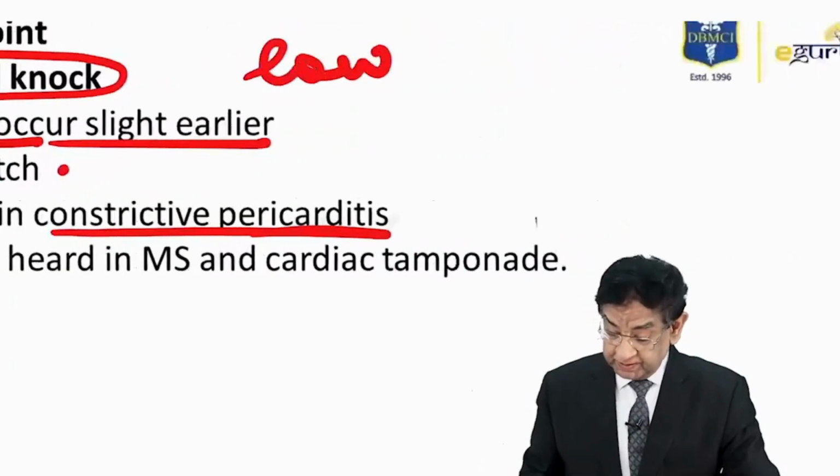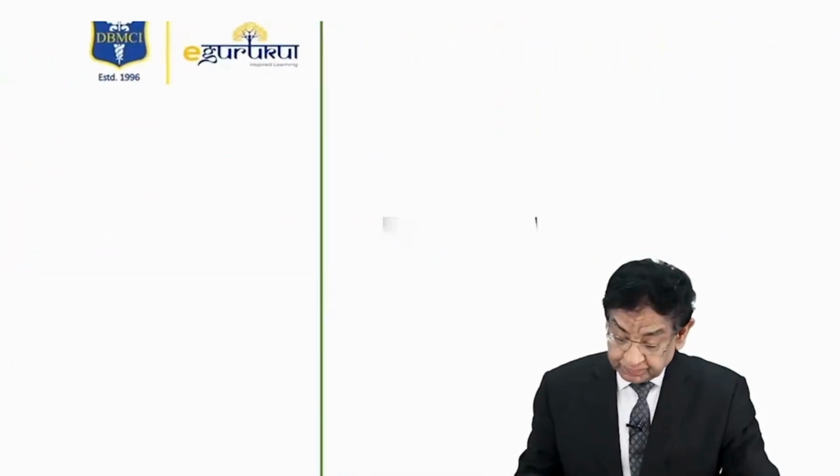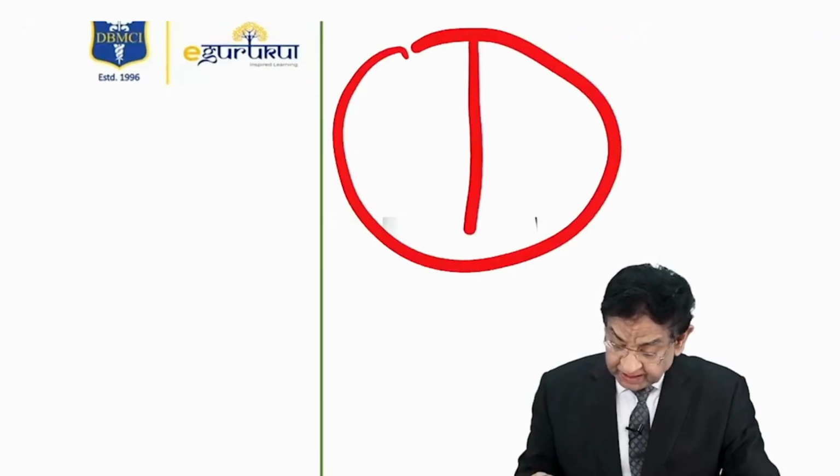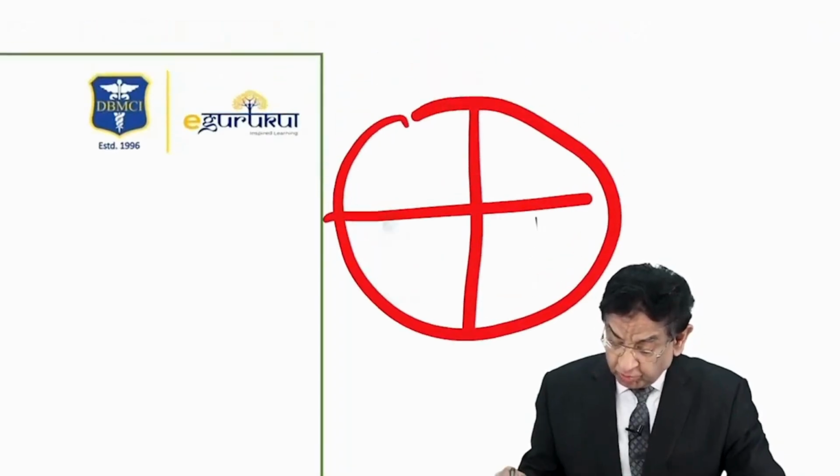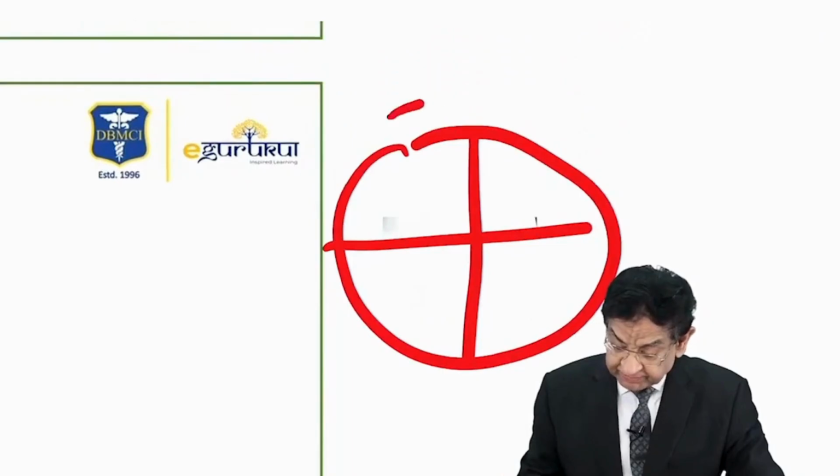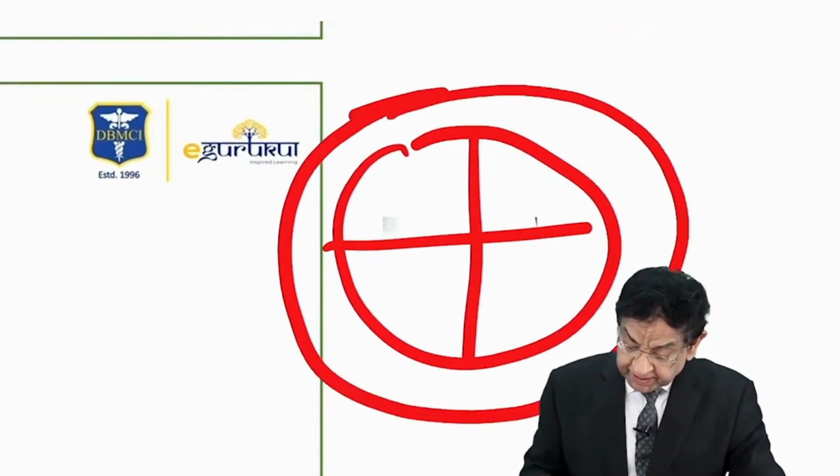Okay. So again, this is the heart, and we all know very well that in constrictive pericarditis there is a thick pericardium.